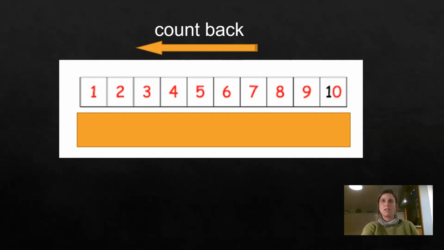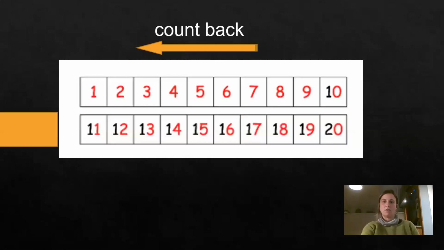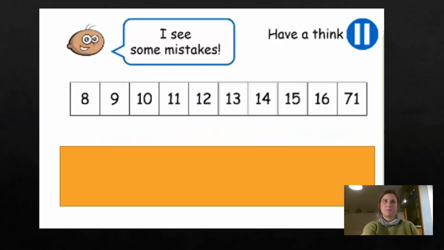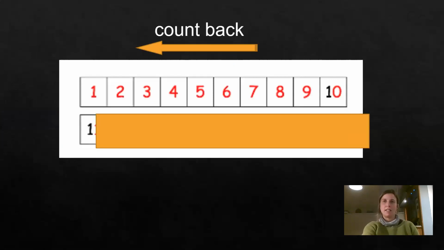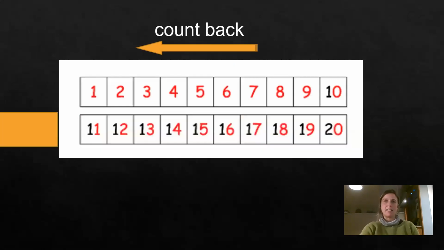So we start at 20. What number comes before 20 if we're going backwards? Think of our number square. 20. 19. 18. 17. 16. 15. 14. 13. 12, 11. If we continued, we go up to 10, 9, and so on.